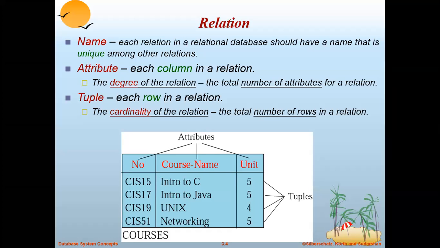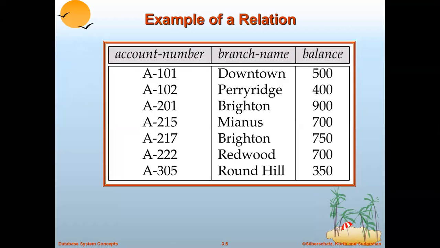Welcome back, friends. We have seen what is meant by relation in a relational database model. Relation will have a unique name. Relation will have attributes, which are represented as columns, and a relation has tuples, which are represented as rows of the relation. We'll see now an example of a relation.